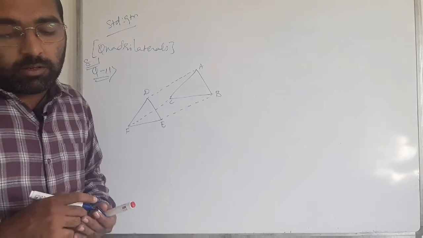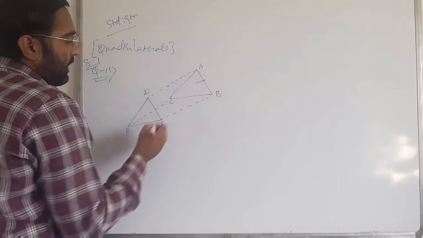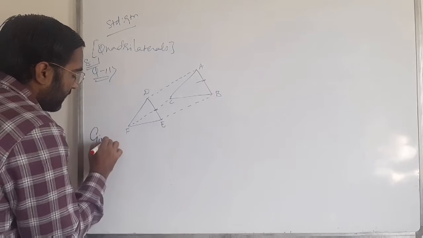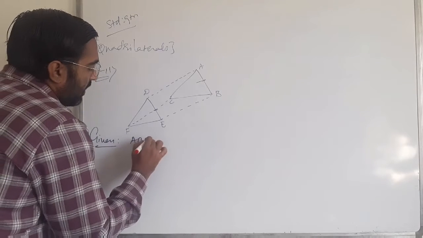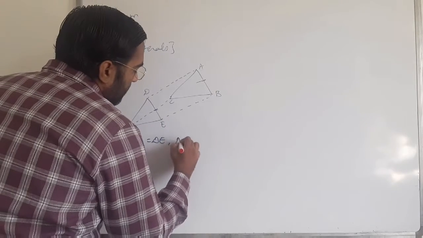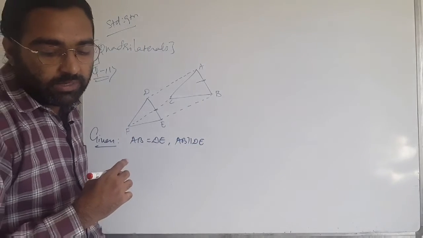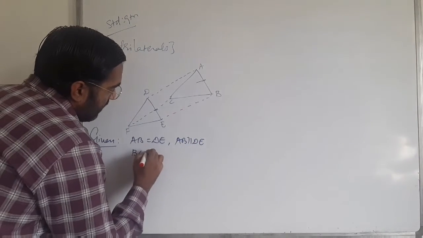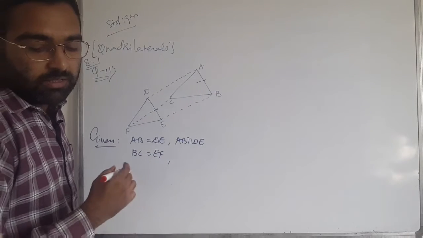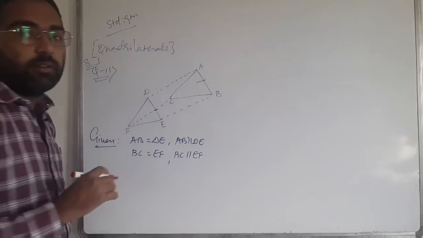Okay, clear that? In triangle ABC and DEF, it is given AB is equal to DE. So we have to write first of all as given: AB is equal to DE. Second thing, AB parallel to DE. Next thing, BC is equal to EF and BC is parallel to EF. Okay, those are the givens.